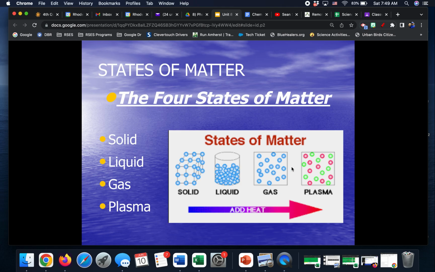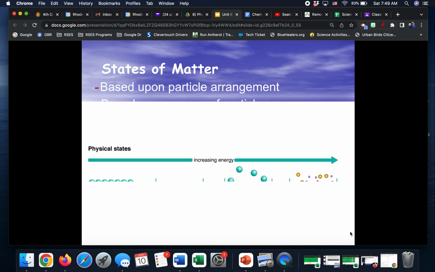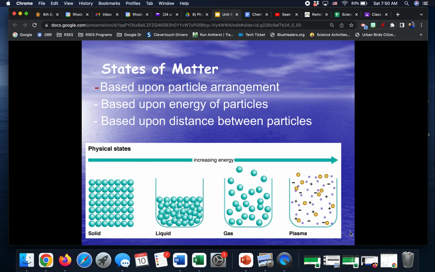This picture isn't important yet, but notice the arrangement of particles because that's going to be a big deal. And notice that as you add heat, you can move from one state of matter to the next. And we'll talk a lot about that as well. So what determines whether you're solid, liquid, gas, or plasma? Well, it's based upon the particle arrangement.